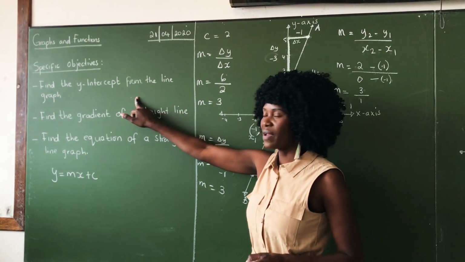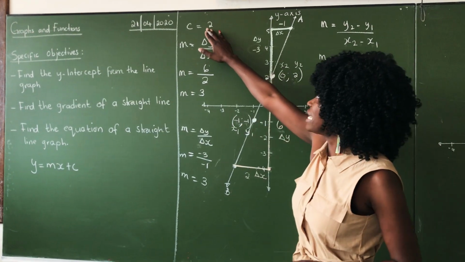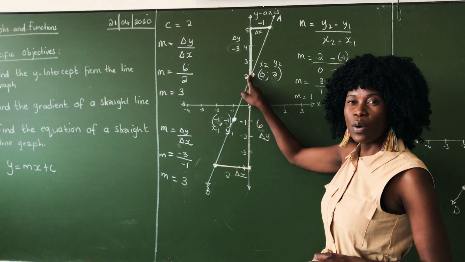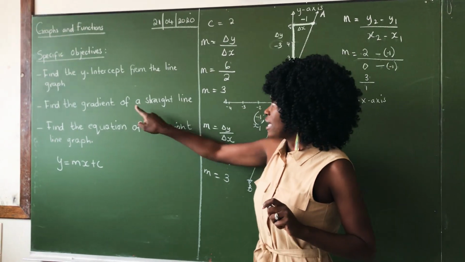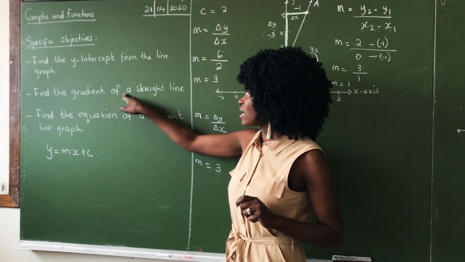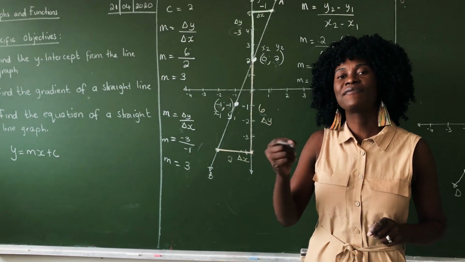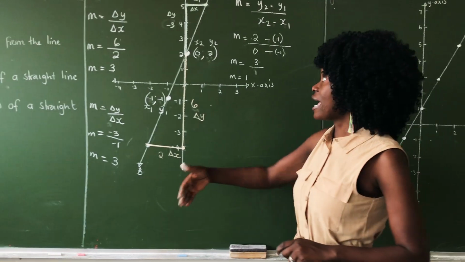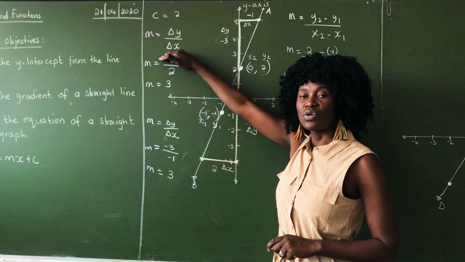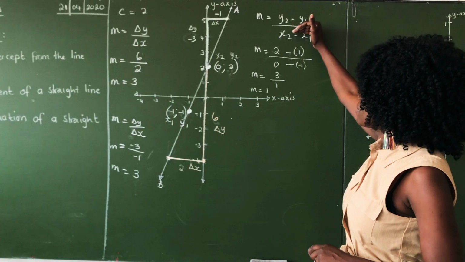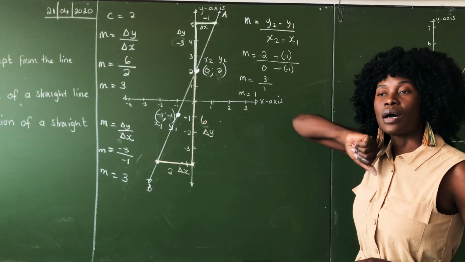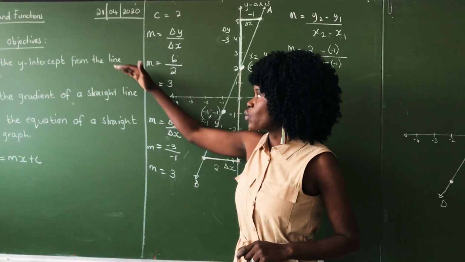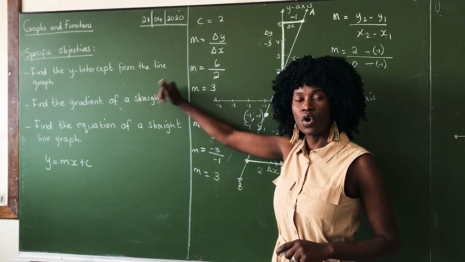The first objective, we have to find the y-intercept. So our y-intercept is +2 because this is where our straight line meets the y-axis. The second objective is now to find the gradient of a straight line. Even though it says find the gradient, basically the gradient needs to be calculated. So we need to calculate it either using the method change in y over change in x, or using the method of y2 minus y1 over x2 minus x1. So we have now covered the first two objectives.